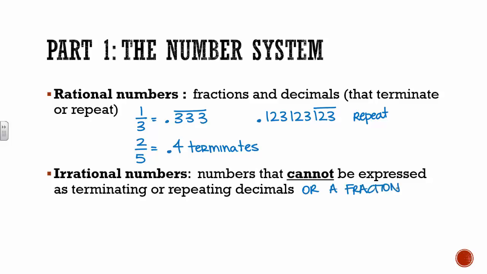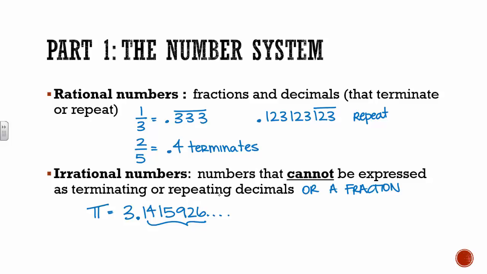So one of my favorite irrational numbers is pi. If you type that into your calculator, you get 3.1415926, blah, blah, blah. At no point in time do we have that pattern anywhere again in pi. It goes on forever and ever, and the numbers always change. So because it doesn't terminate, it never ends, and it doesn't repeat anywhere, it is not a rational number.